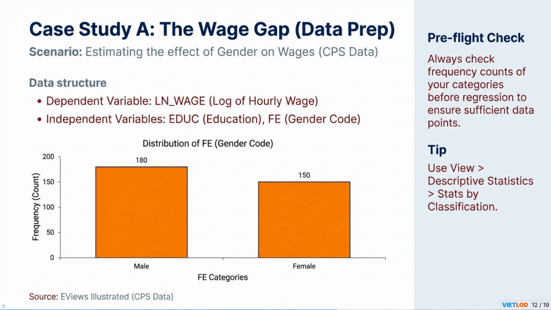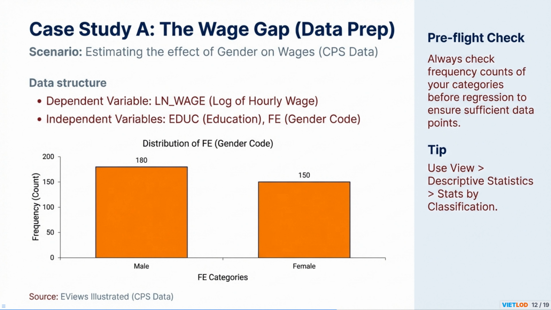Our first case study aims to estimate the effect of gender on wages using CPS, Current Population Survey, data. Our dependent variable is the natural log of hourly wage, ln wage. The independent variables are EDUC, representing years of education, and FE, a categorical variable for gender.